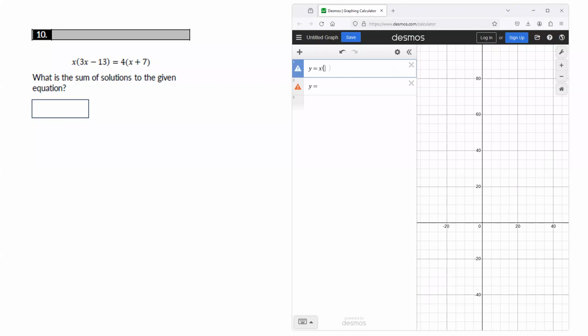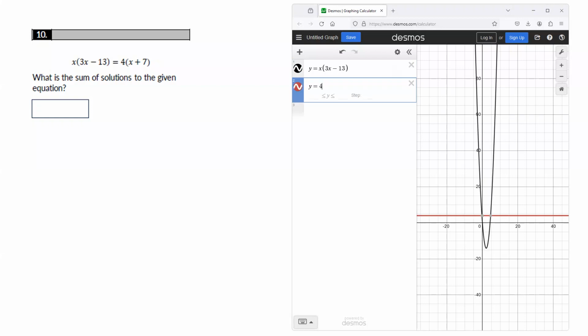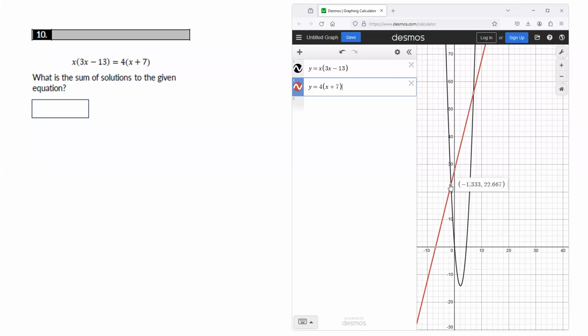y equals x times 3x minus 13. That's the first side of our equation. The other side of our equation is 4 times x plus 7. And I can see my two solutions. Be careful, it is not the intercept, it is the two intersections. Those are the points I'm going to select. My solutions are these two x values here.